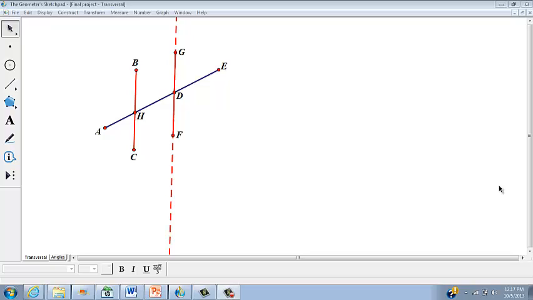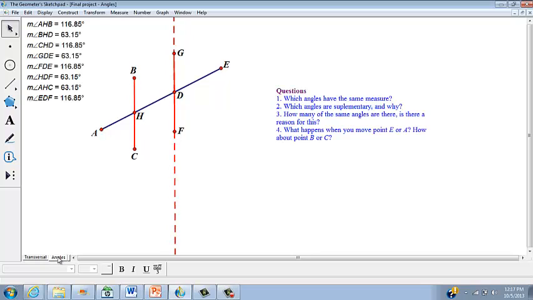The first task I would ask them to do would be to find the measures for all the angles, and that would turn out looking something like this, with the angles all right here. From here, I would ask which angles have the same measure and which angles are supplementary, and hopefully they will give me 4 angles with one measure and 4 with another, as seen over here with one at about 116 and the other at about 63.